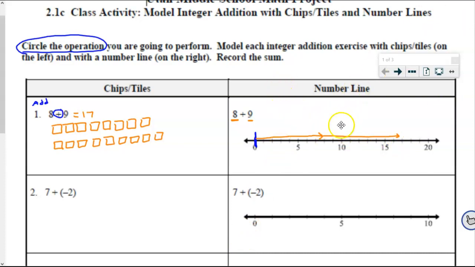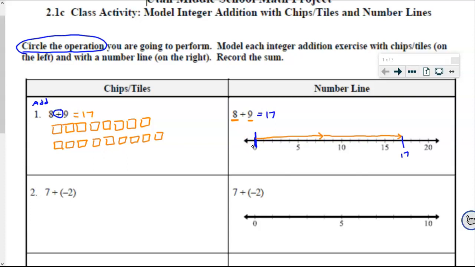Instead, what you guys will have to do is, instead of figuring out what 9 is, when you draw your arrow, you're going to have to go like this. Starting here, we're going to go up 1, 2, 3, 4, 5, 6, 7, 8, 9. I drew it 9 long, and where did it take me to? Where did I end up? 15, 16, 17. So 8 plus 9, showing on that number line diagram, is equal to 17. Just like it was with the chips and tiles, this is just another way of showing our work. Okay? Any questions so far?